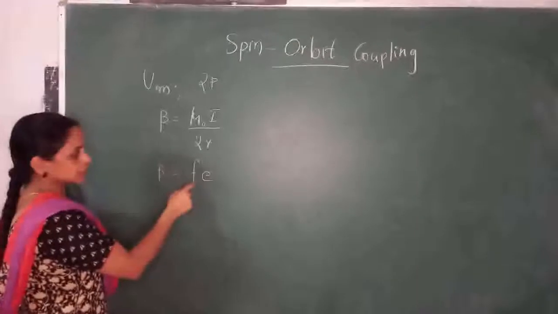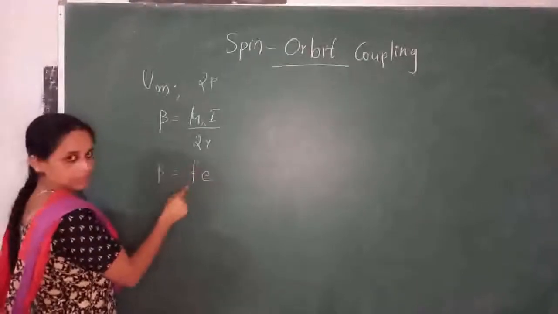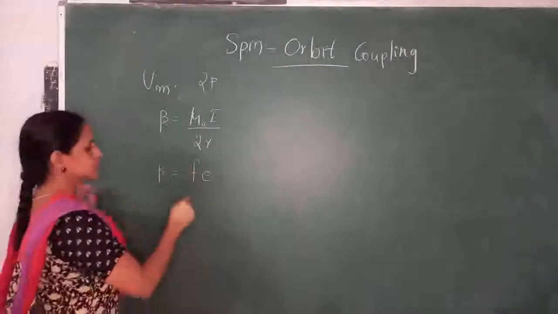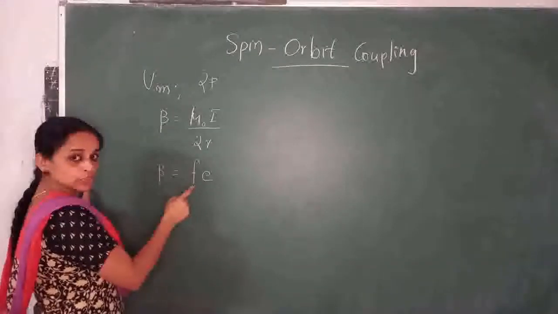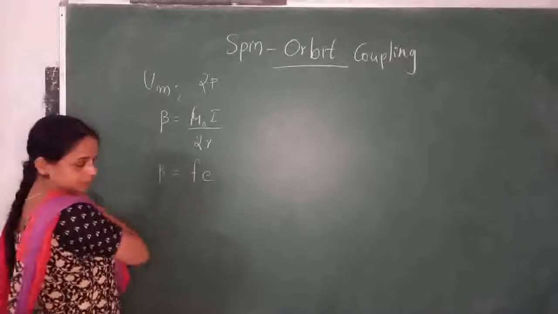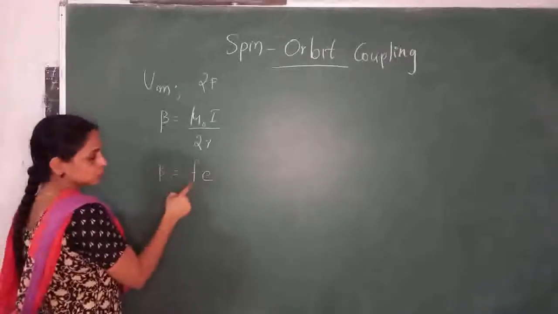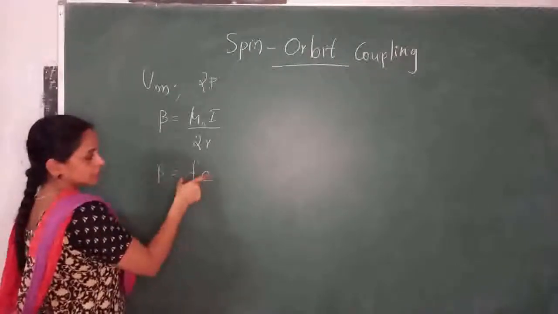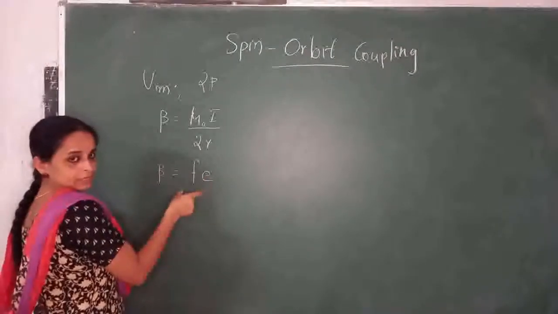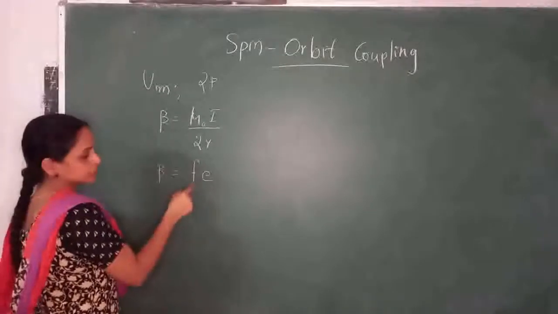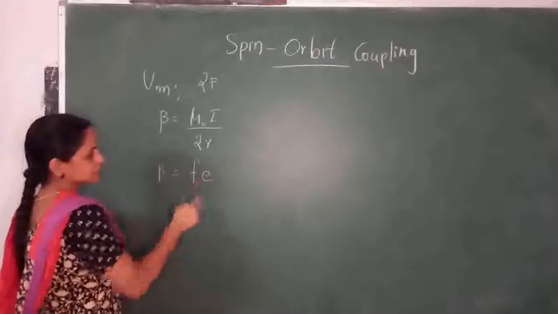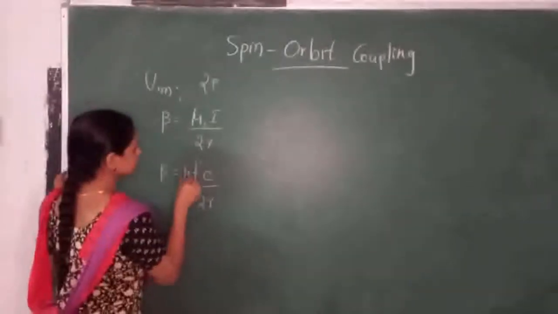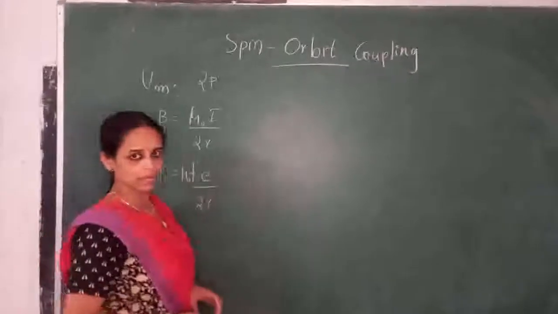This is f, the frequency of this revolution, the number of revolutions in unit time. So f into e gives the total current, because n by t is there, that is f into e, the current, divided by 2R. And also here we have mu 0, so B is mu 0 f e by 2R.